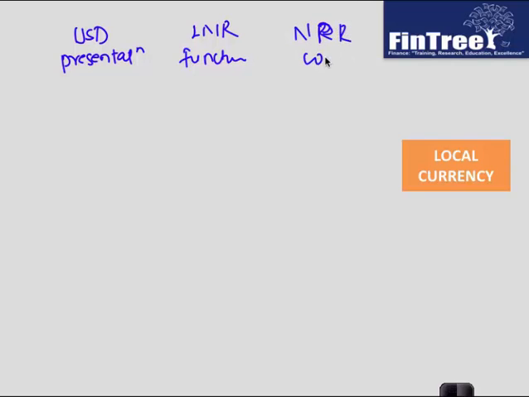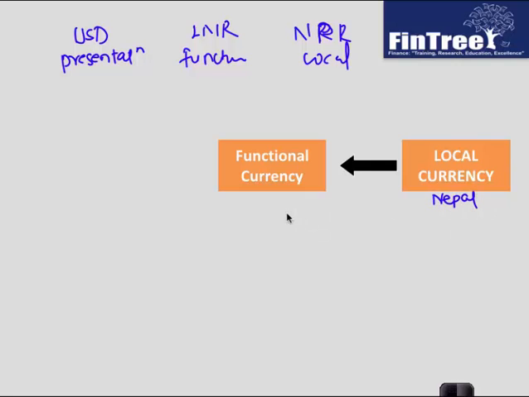we have a local currency. So in our example, we will have three currencies now. US dollar, which is the presentation currency, then Indian rupee, which would be functional currency, and Nepalese rupee would be a local currency. So let us say from local currency, we are migrating to a functional currency. So read this as the Nepalese financial statements are being converted to Indian financial statements.